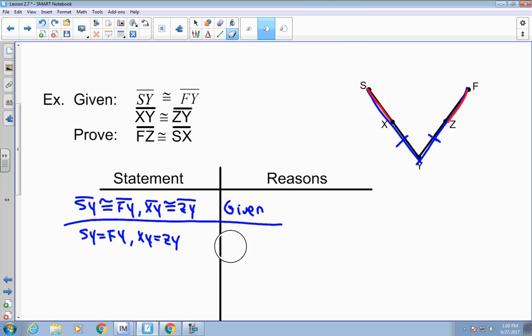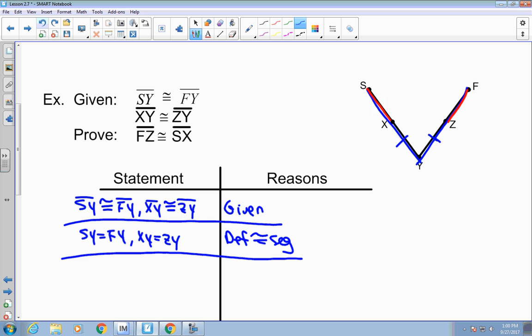And what's that called? Definition of congruent segments. Alright, so now, this right here, that is the big segments, right? And we know that those big segments are equal to each other. So when you know those big segments are equal to each other, you want to start out by establishing what makes them up. Okay, what makes up SY and what makes up FY?